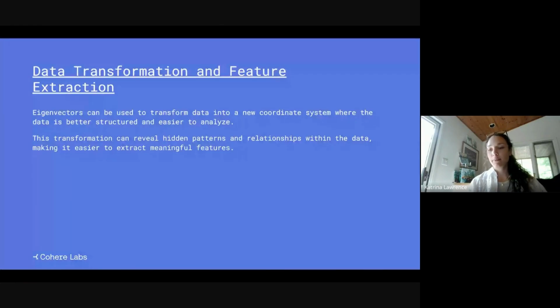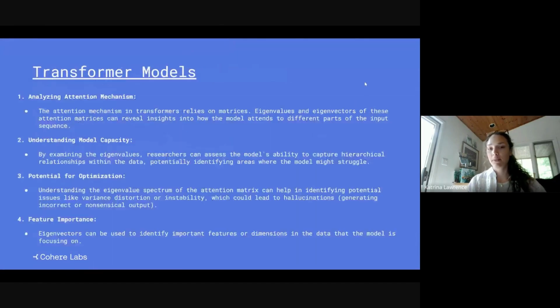So a lot of this is about perspective, and understanding eigenvalues and eigenvectors allows us sometimes to transform our data and look at it from a new perspective where we can actually find new hidden patterns. So that's a very meaningful aspect and application of eigenvalues.